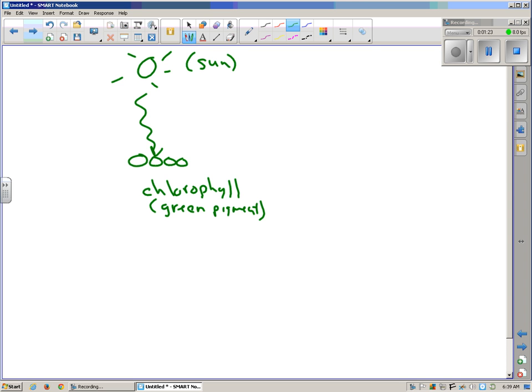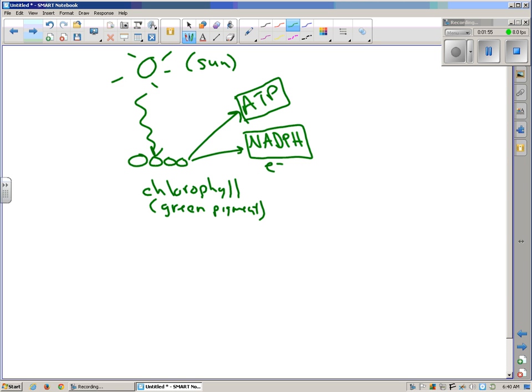Light from the sun hits chlorophyll. Chlorophyll uses the energy of sunlight to produce two things: ATP and something called NADPH. Both of these, this guy has high energy electrons. This guy, we've already talked about, ATP.